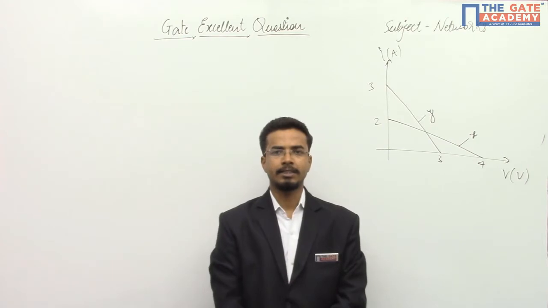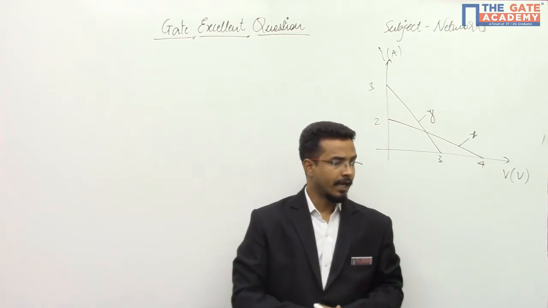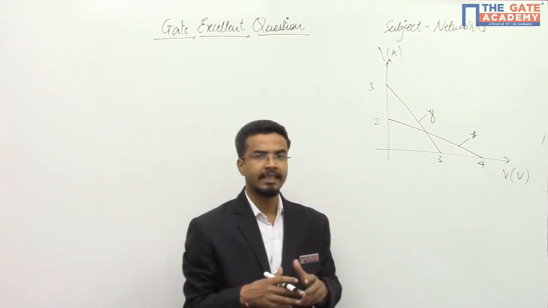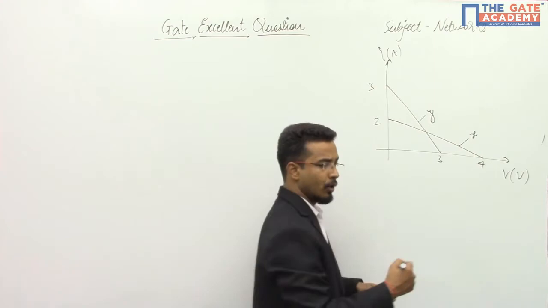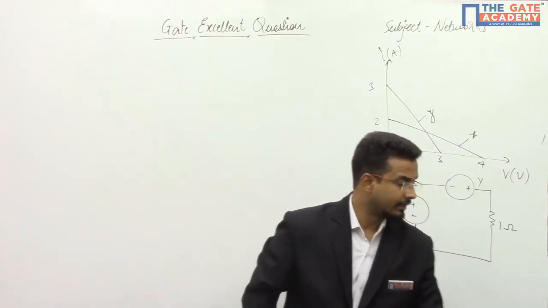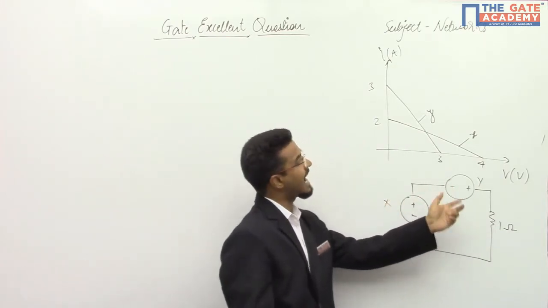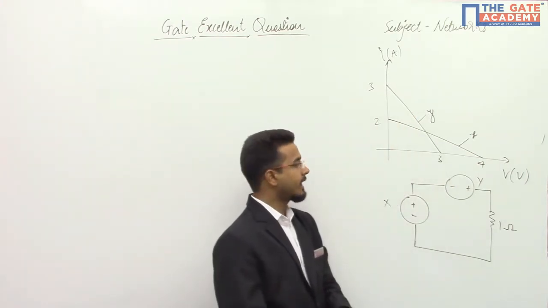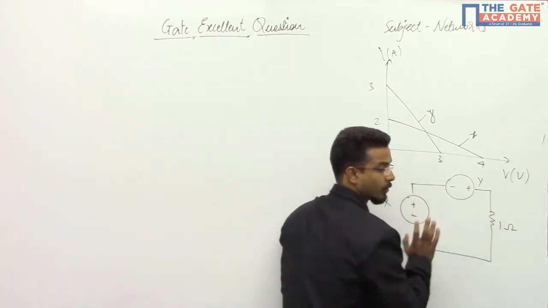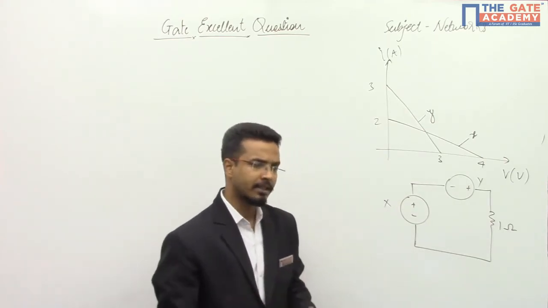Now they are saying that the sources are non-ideal, and these two sources are acting together in the circuit. This is the circuit they have provided, with the source X and source Y whose IV characteristic is in the figure, and they are asking what will be the current in this particular 1 ohm. This question is basically from the basic components.